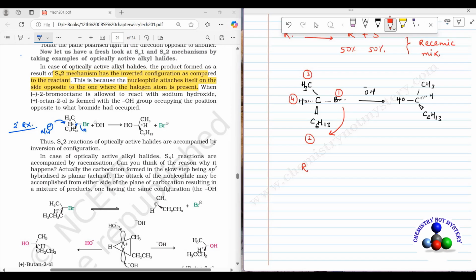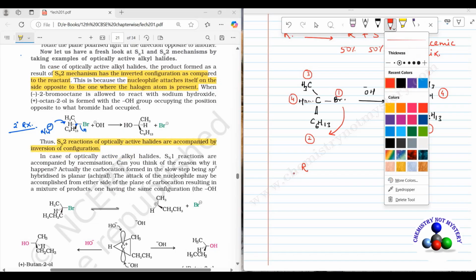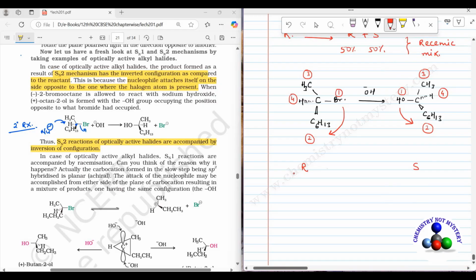Now again, oxygen has the highest atomic number, so it will get first priority. Hydrogen will get fourth priority, CH3 will get third priority and C6H13 will get second priority. Now when you draw an imaginary arrow, it will go in the other direction, so the configuration of the molecule will be S. Now let's read from the book. Thus SN2 reactions of optically active halides are accompanied by the inversion of configuration. Here the configuration changes from R to S, so this is inversion of configuration.